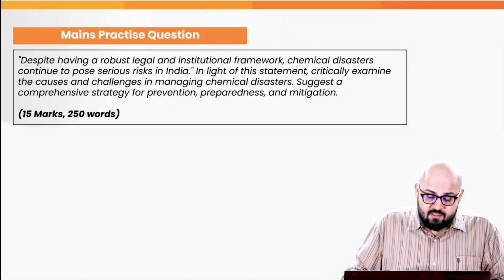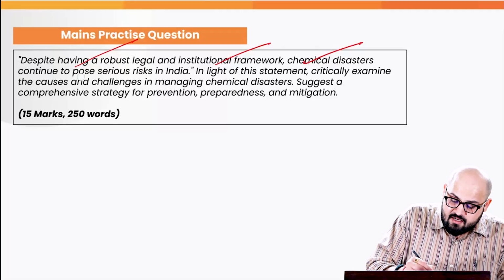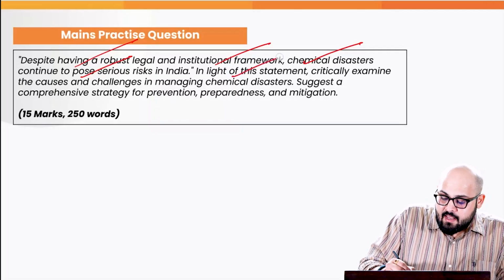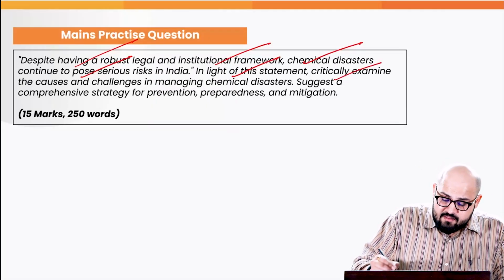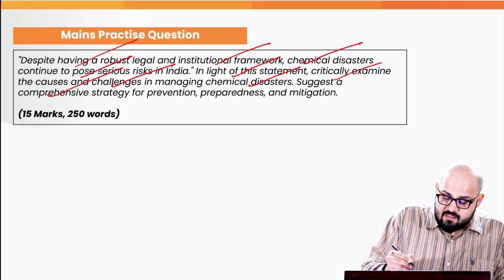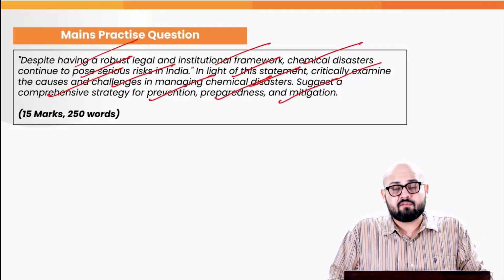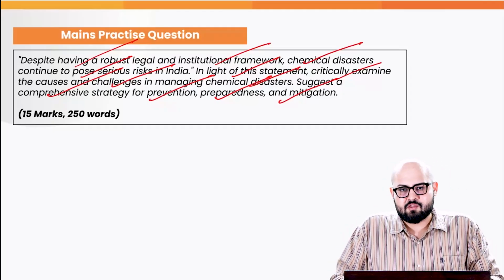Let's have a mains practice question. Despite having a robust legal and institutional framework, the chemical disasters continue to pose serious risks in India. In the light of this statement, critically examine the causes and challenges in managing the chemical disasters. Suggest a comprehensive strategy for the prevention, preparedness, and mitigation. 15 marks, 250 words. Do write a particular answer in this question.